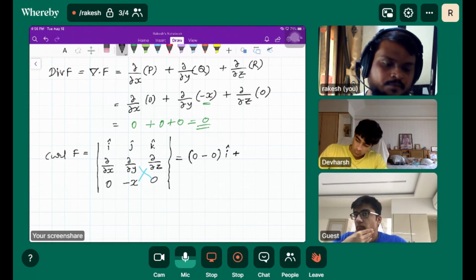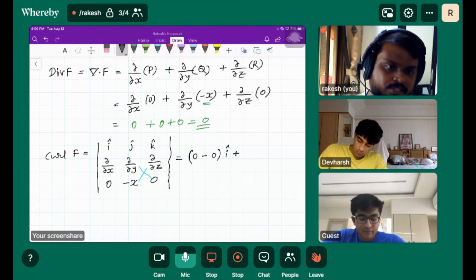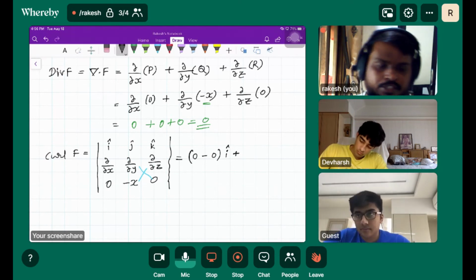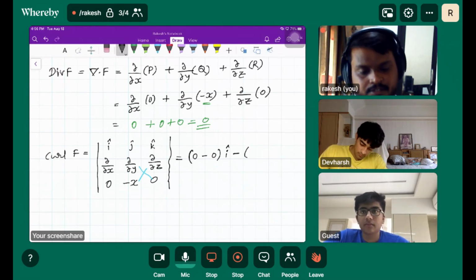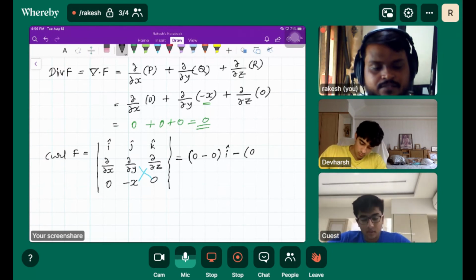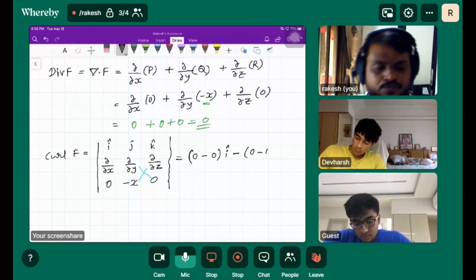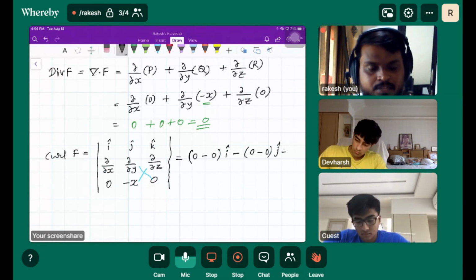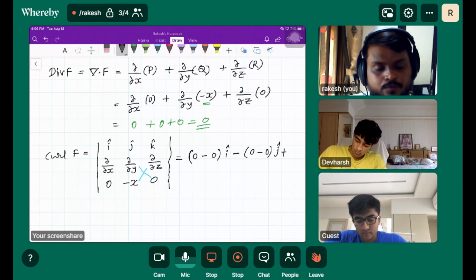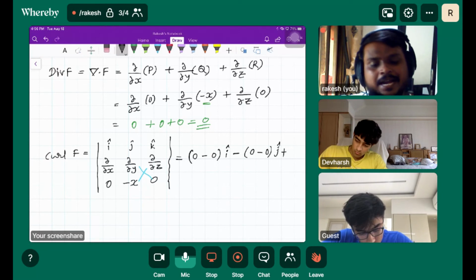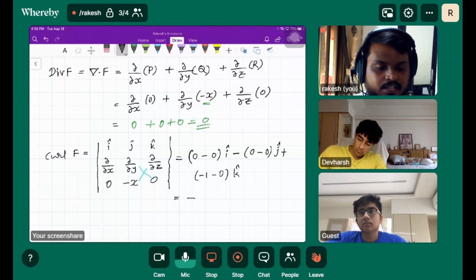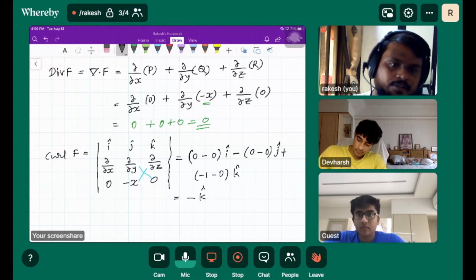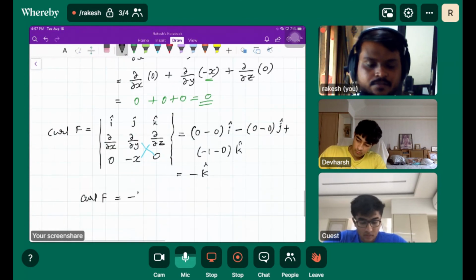i cap, then minus, do you remember this multiplication properly? It should be plus, minus, plus, so minus here for j. So the partial derivative of 0 with respect to x, which is 0, minus the partial derivative of 0 with respect to z, which is 0, j cap. Plus, now we hide the first row and third column: the partial derivative of minus x with respect to x, which is minus 1, minus the partial derivative of 0 with respect to y, which is 0, k cap. So it is coming out as minus k cap. So the curl of f is minus k cap.